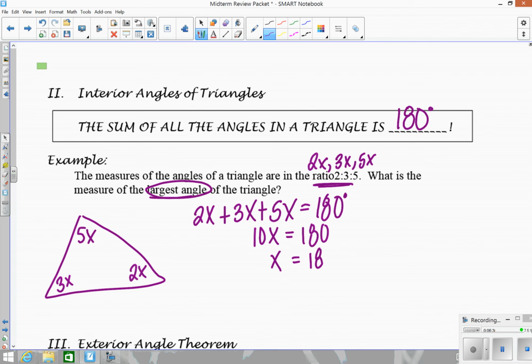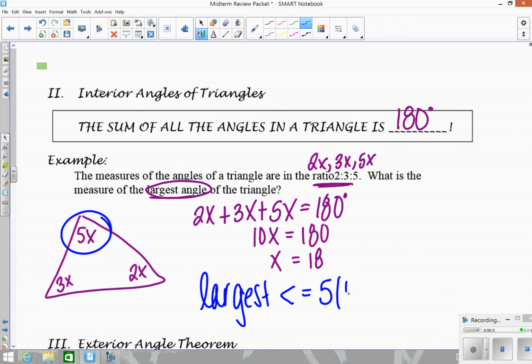And again, make sure that you answer the question. The question doesn't ask you to find x, it asks you to find the largest angle. So in order to find the largest angle, that's going to be this 5x, because that is the biggest number that you'd be multiplying by. So the largest angle is going to be 5 times whatever we get for x, which is 18. So 5 times 18 gives me 90 degrees.